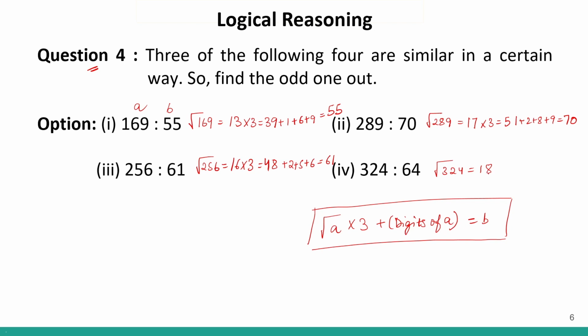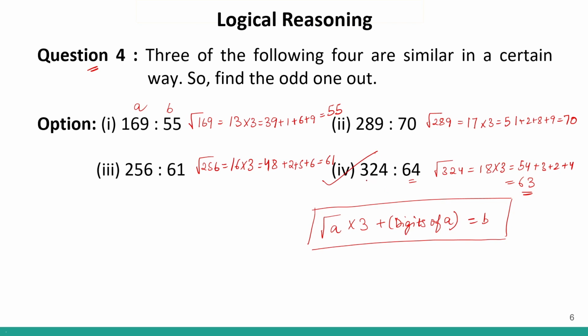Now let us check if it is true for over here also. 18 into 3 will be how much? 54. And if I add 3 plus 2 plus 4 into this, 4 plus 2 is how much? 6. 6 plus 3 is 9, and 54 plus 9 will be 63 and not 64. So therefore option number 4 is the different one.